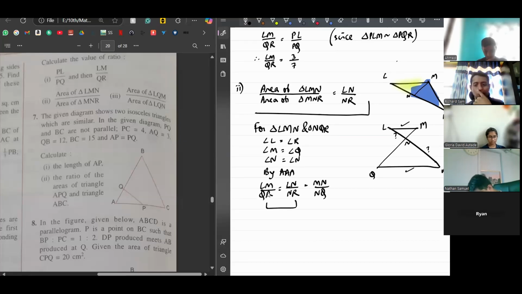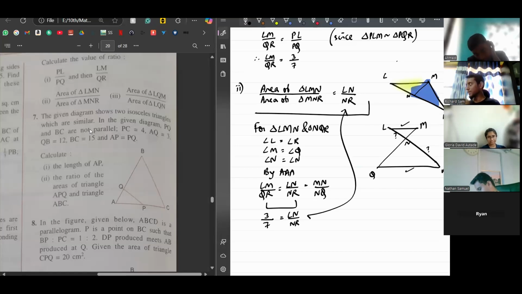We have LM. How much was LM? 3. And QR? 7. That is LN upon NR. That's what we needed to find. See, we can put this value over here now. LN upon NR, 3 upon 7. That's your answer. Do you understand? So there are so many triangles mixed up and we have to figure out what we want from where and put it together. Yeah. All right. So write down this much.